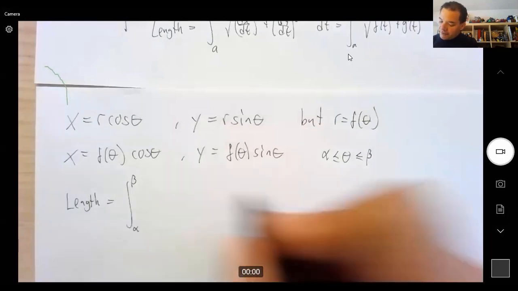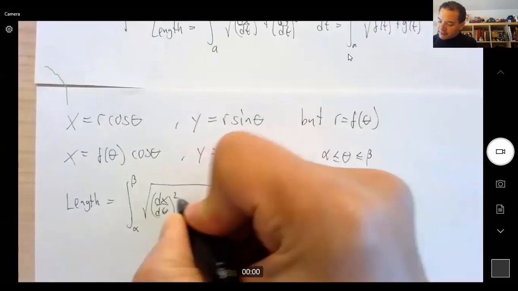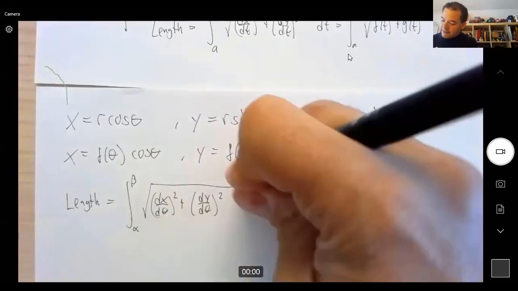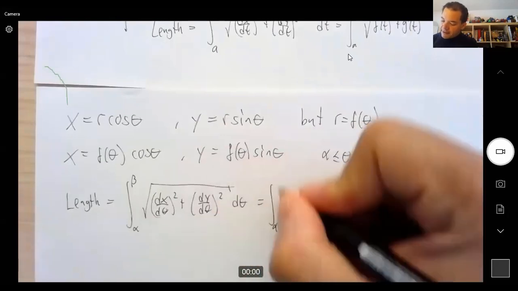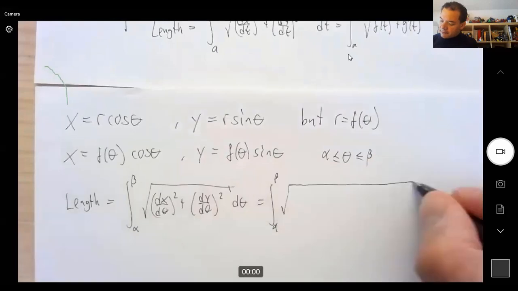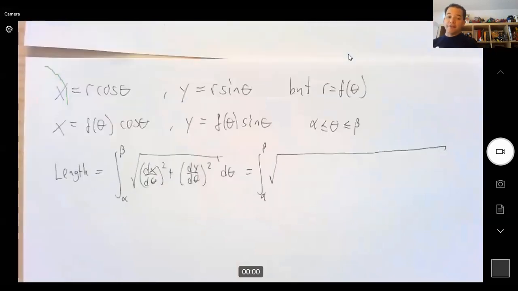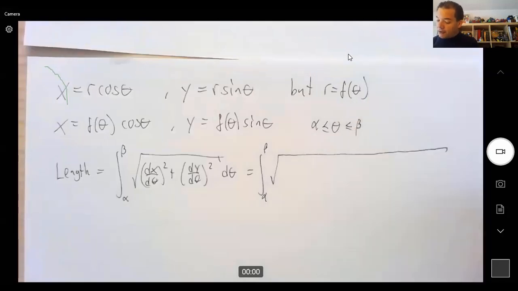And what we need to do is take the derivative of x with respect to theta and square it, and the derivative of y with respect to theta and square it, and then integrate with respect to theta. Okay, and here I'm gonna do the work, so there's a little bit of work that I'm gonna do right now, but this work only needs to be done once. Then we're gonna get a formula, and you can use this formula all the time.